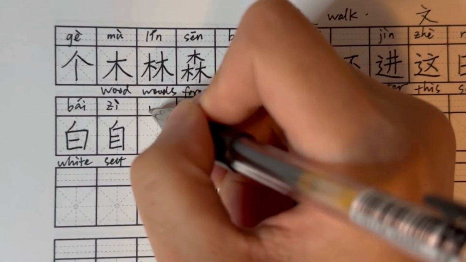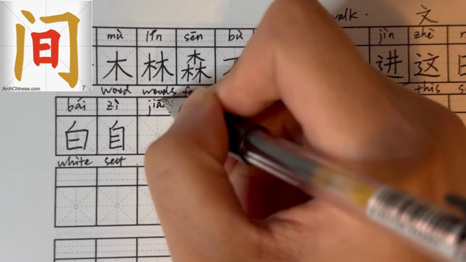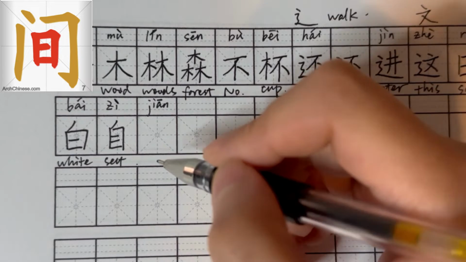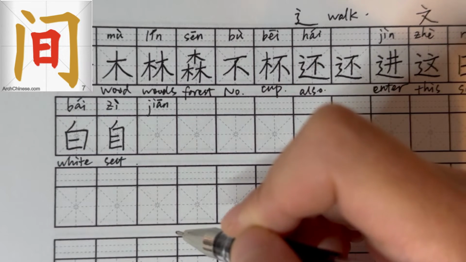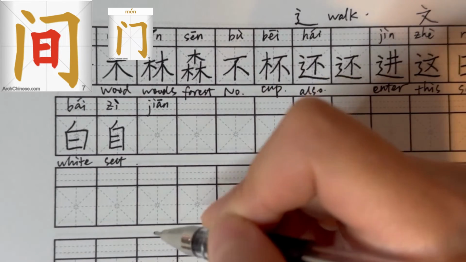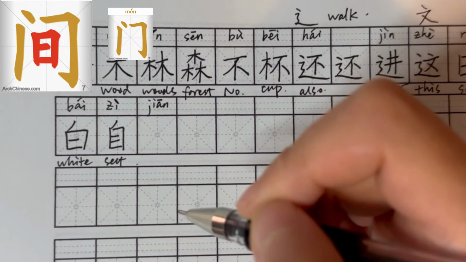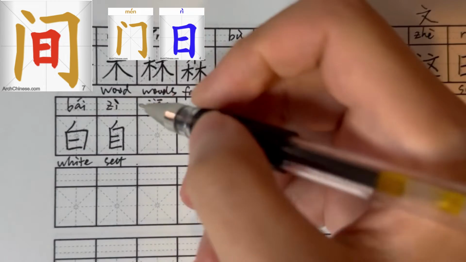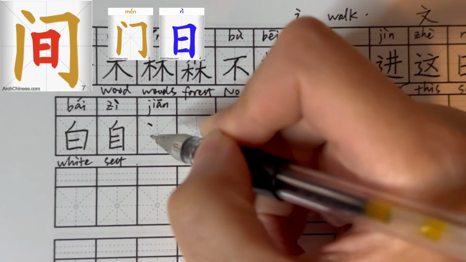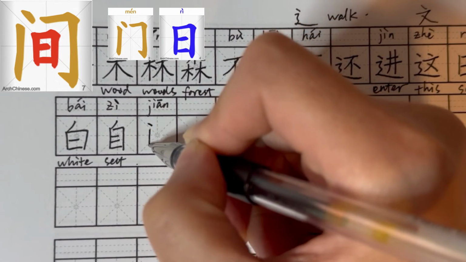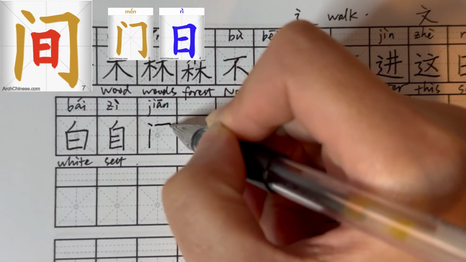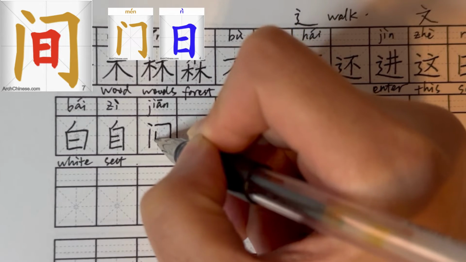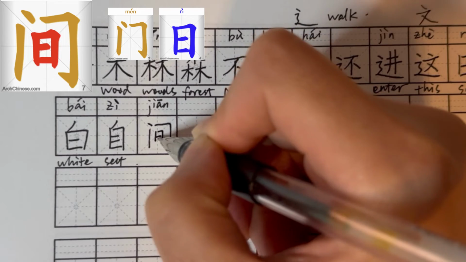Next character 间 is a measure word for rooms. Do you recognize the two components in this character? The radical is 门 on the outside in yellow color. The red component inside is character 日 we just wrote. Okay, let's write it. 点, 竖, 横折钩, 竖, 横折, 横.